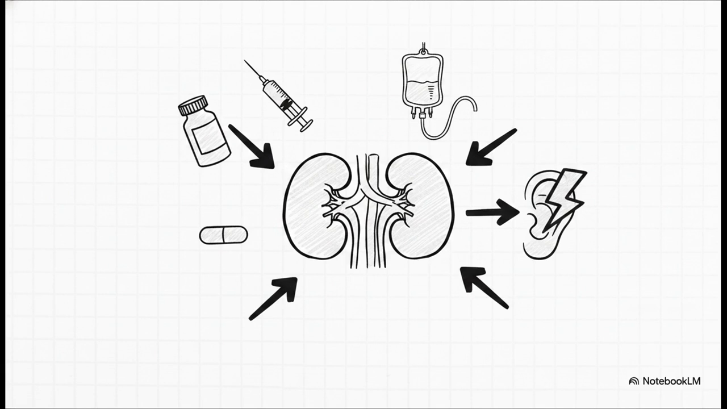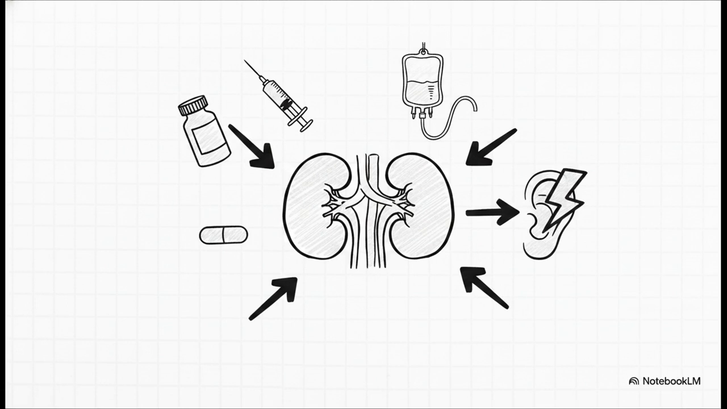Point 14, aminoglycoside antibiotics like gentamicin. Point 15, loop diuretics, think furosemide. Point 16, salicylates, which is aspirin. And point 17, anti-neoplastic chemotherapy agents like cisplatin. Every single one of these can destroy hearing.